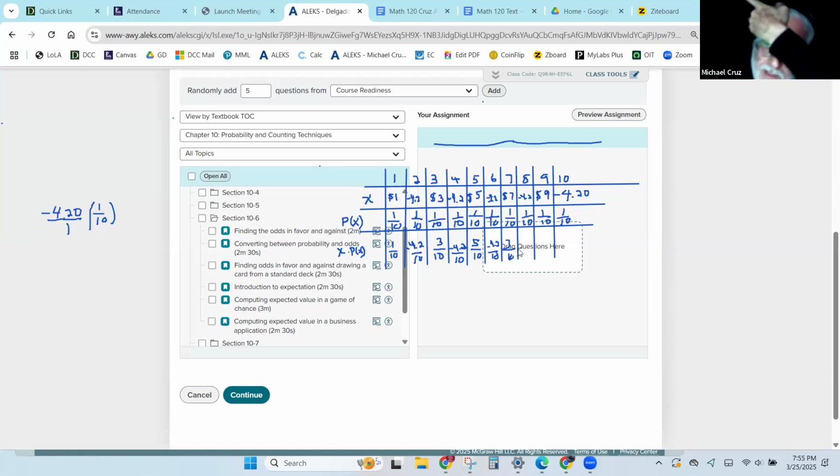Now, you can put all this in your calculator, but I'm going to show you the way I do it. Nine-tenths. And then the last one is the same one as all the other even ones.